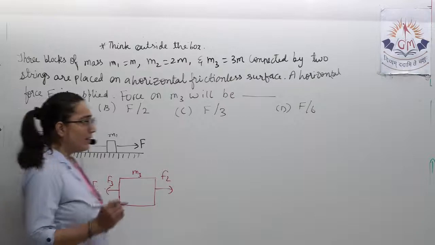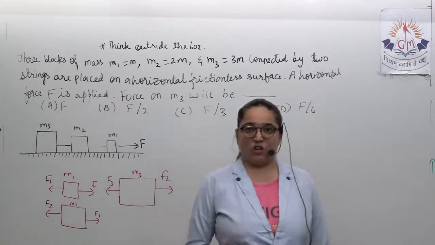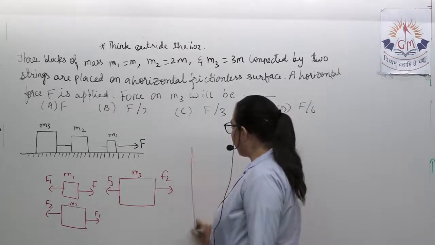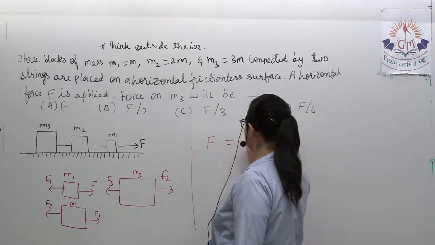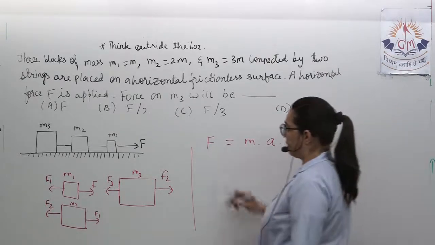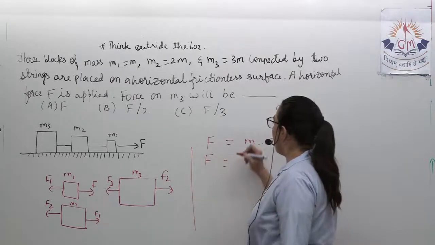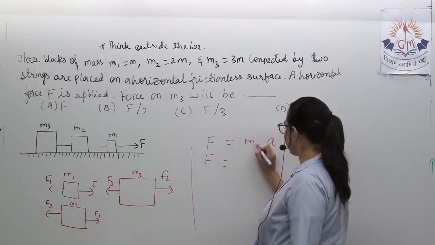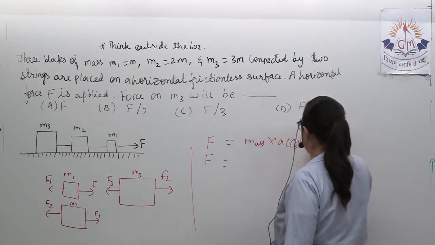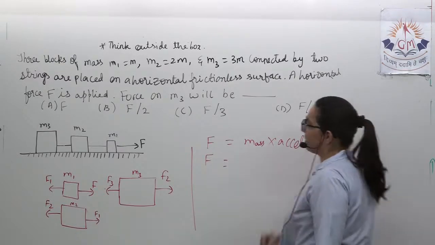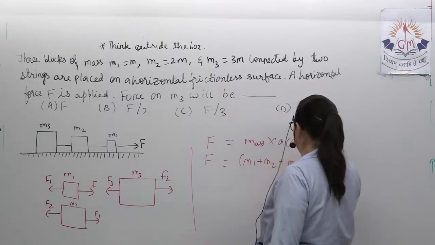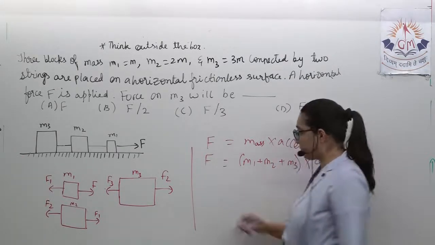Now, the acceleration of all will remain the same. So force F equals mass into acceleration. Let's find out the total acceleration. If the total force is F, what will be the total mass? Force is mass into acceleration. Total mass is m1 plus m2 plus m3, into acceleration.